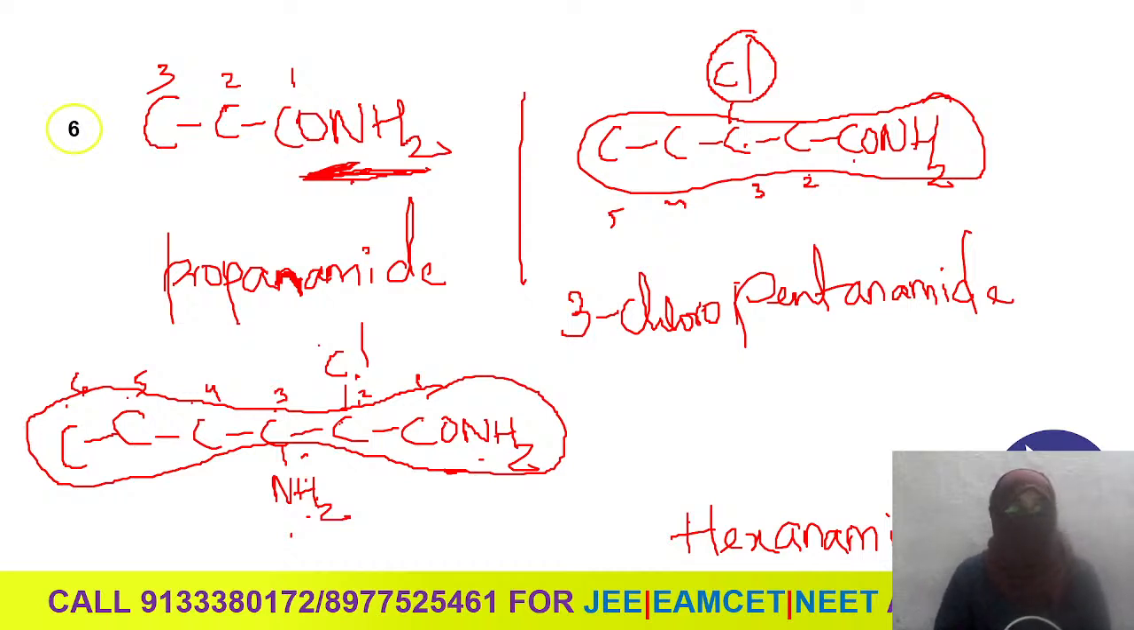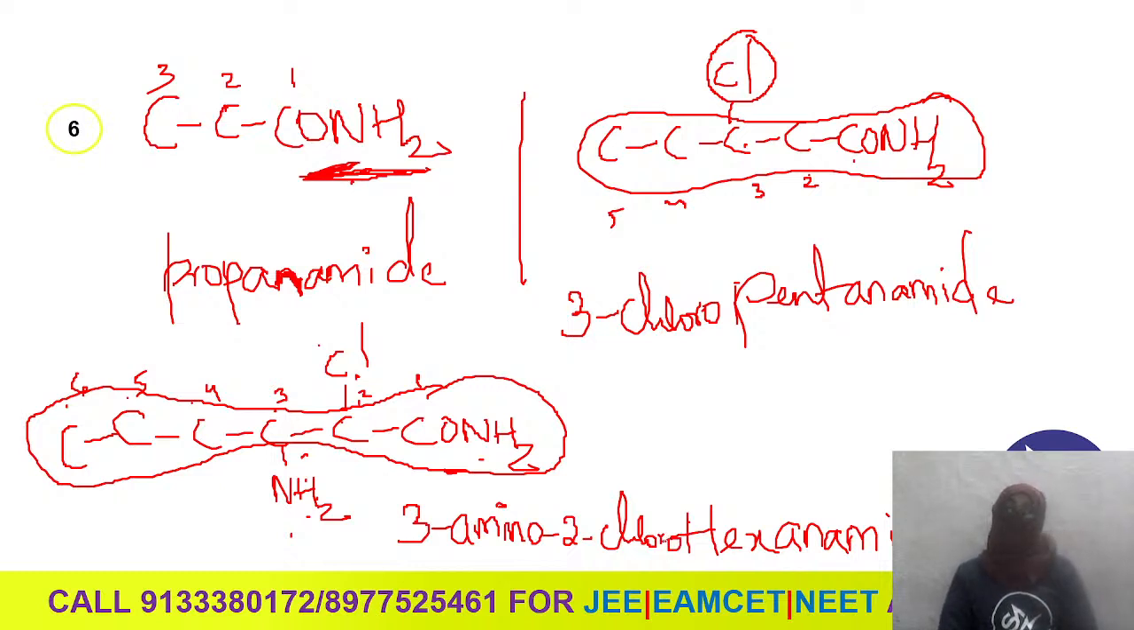According to IUPAC, you need to follow alphabetical order. Hence, here NH2 is named amino, and C for chloro. A comes first in the alphabet, hence I am writing A first. That is amino is located at 3 position, 3-amino. And 2-chlorine is there, 2-chlorohexanamide. Hence the full name of the compound is 3-amino-2-chlorohexanamide. Hope you are clear with this nomenclature. If you have any doubt, please ask.